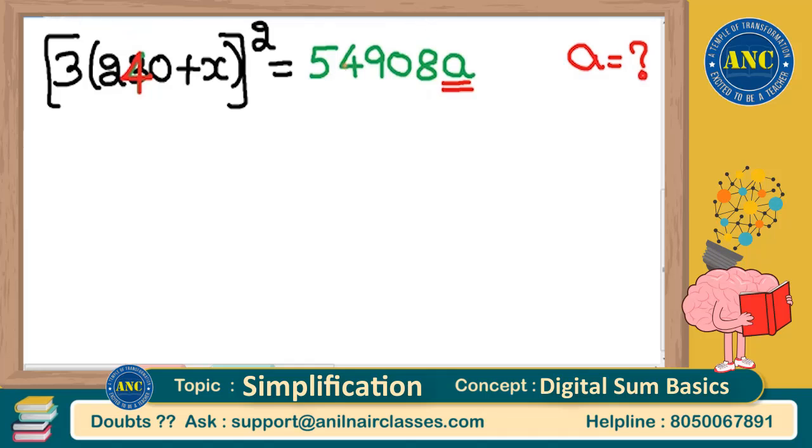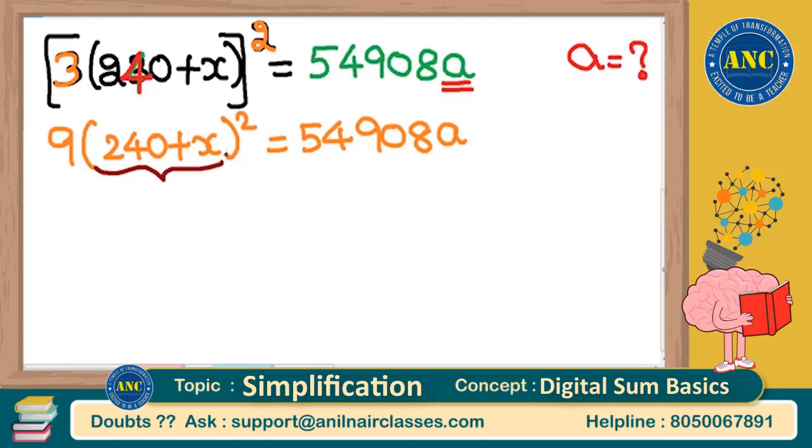How will students solve? First of all, let us understand how students will solve this question. They will think that 3 square is nothing but 9, and 240 plus x whole square they will write as it is. The right hand side is a plus b whole square, so you will apply the formula a square plus 2ab plus b square. When you expand it, b is nothing but x here, and b square is nothing but x square. X square is a quadratic equation.